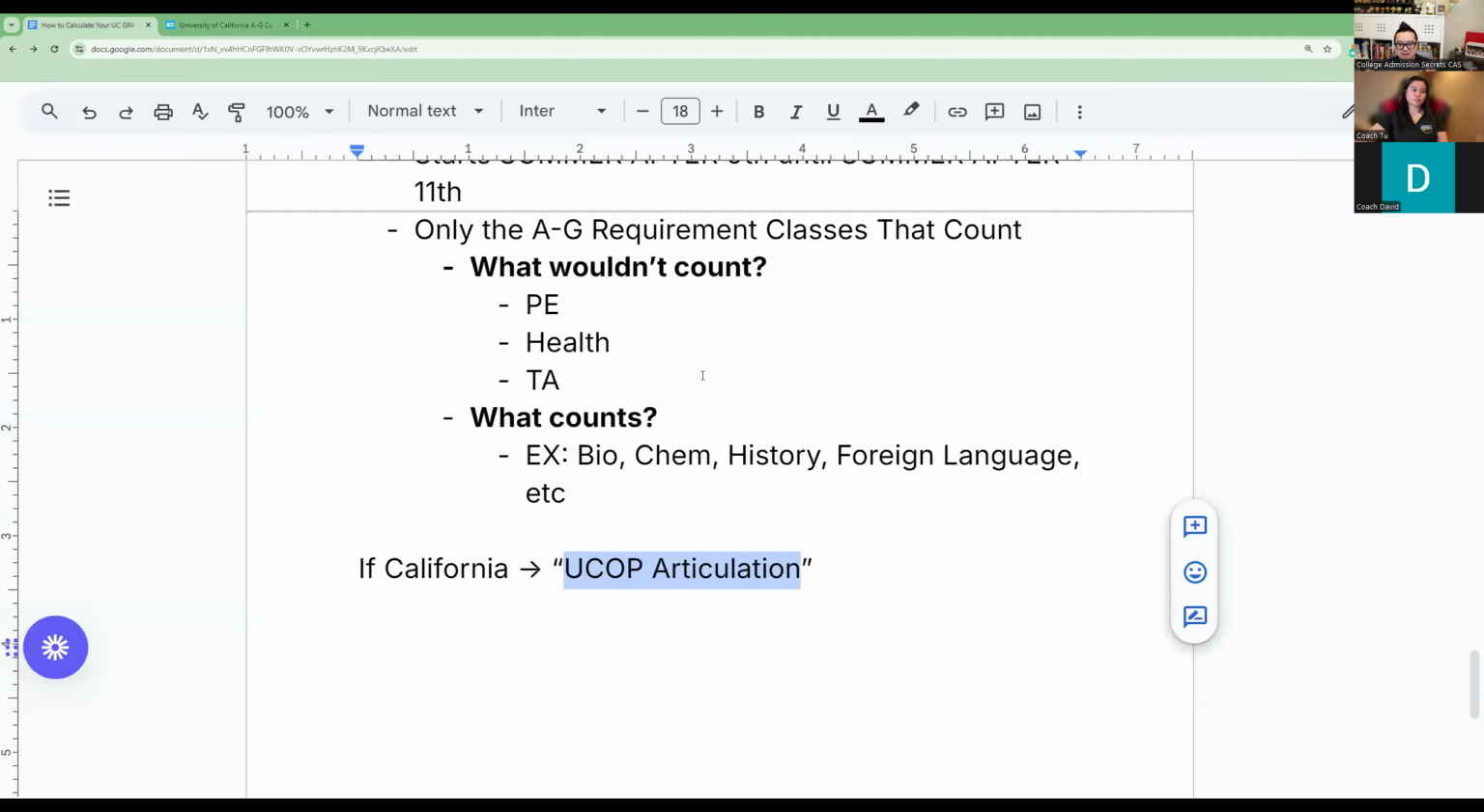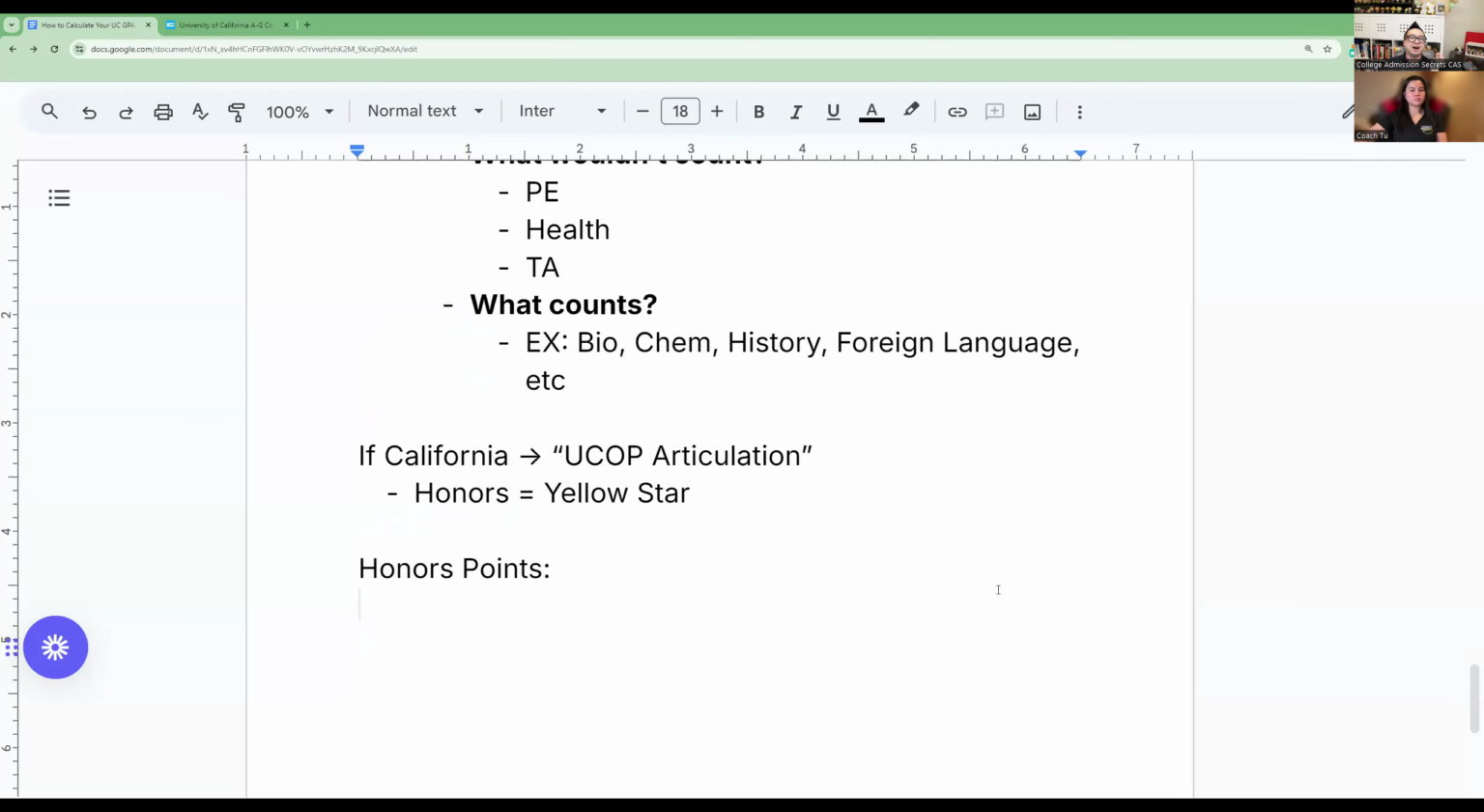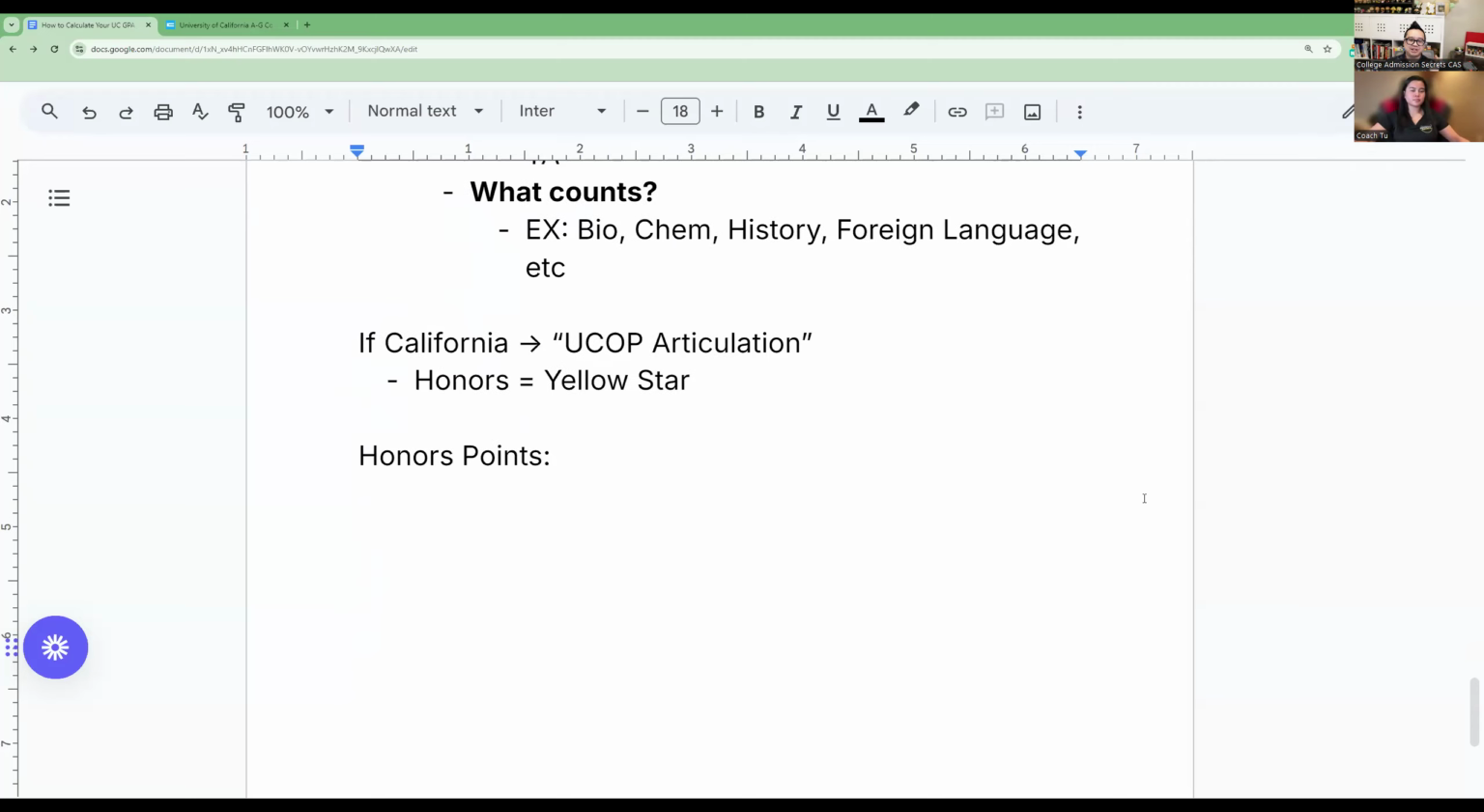I'm gonna jump in really fast because I'm on a subtopic anyways, right? So honors, again, if you're on the UCP articulation, honors is gonna be the yellow star. A caveat on honors points itself is it's not every honors will get you +1, even if you had the yellow star. What does that mean? That means there's a cap, right?